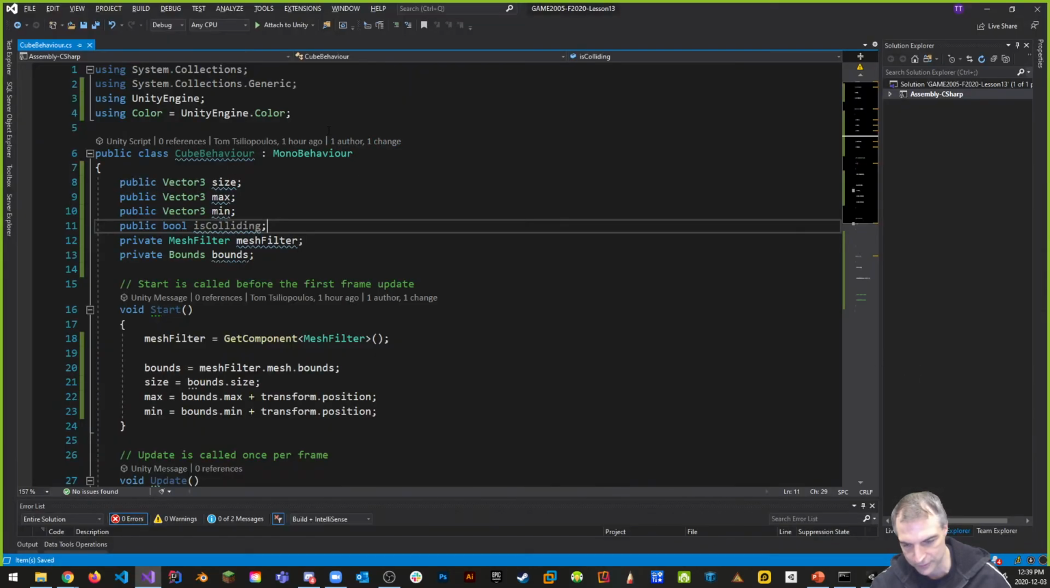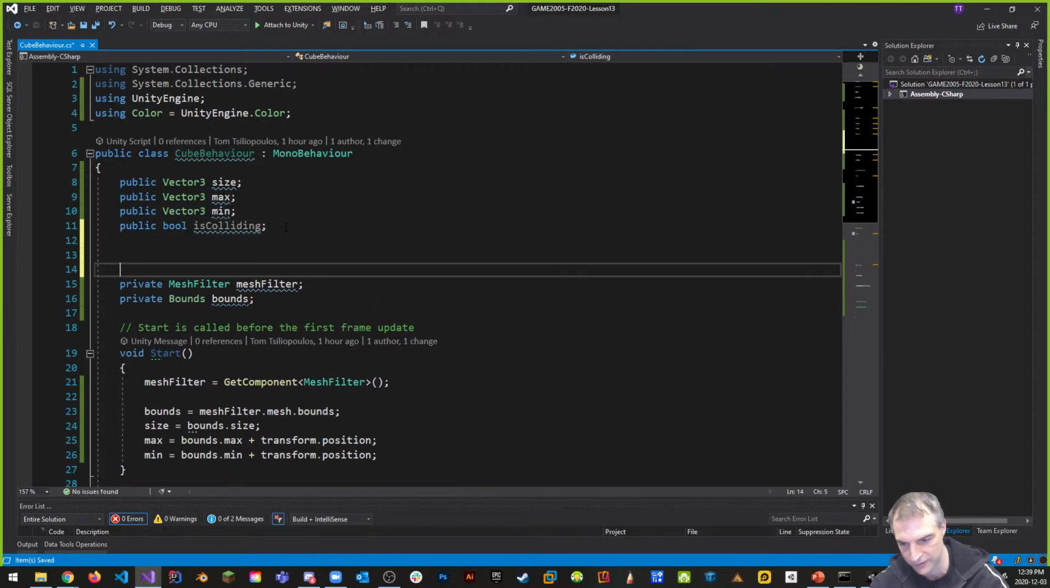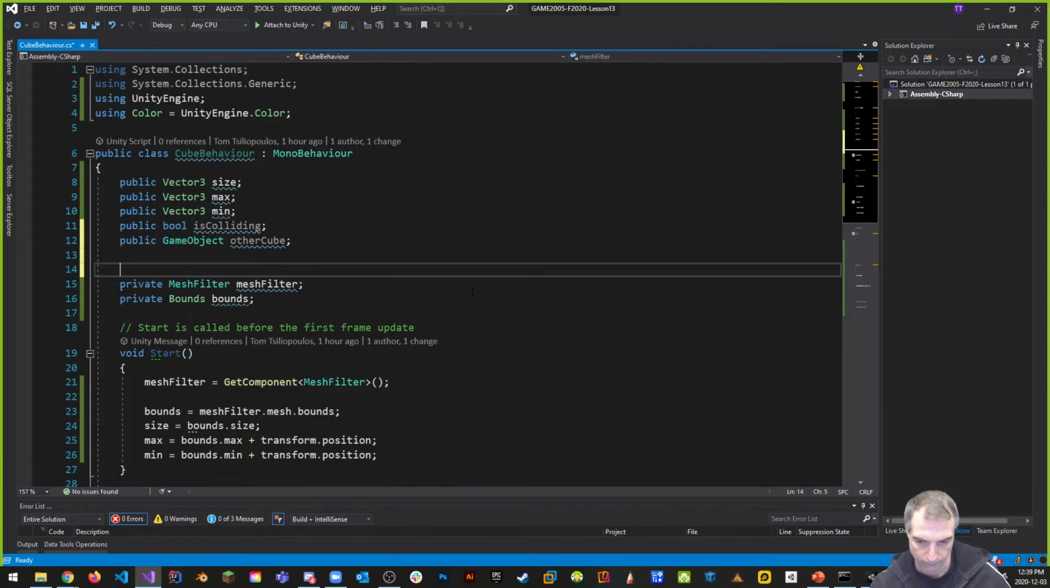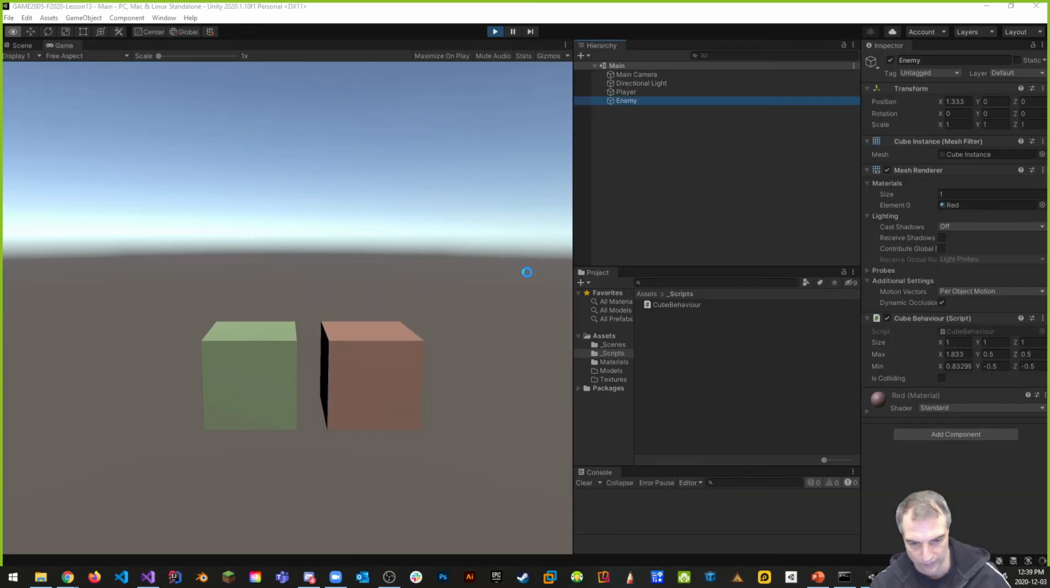First, we need to know the other object. So up in here where we have Vector3 size, max, min, underneath the isColliding, we'll leave the private ones down here, but we want to make another public GameObject, and we'll call it otherCube. So size, max, min, GameObject, otherCube. When we go in there, I can find the other cube. But for now, all I want to do is go back in here, oops, and just drag and drop it in. How do I do that?